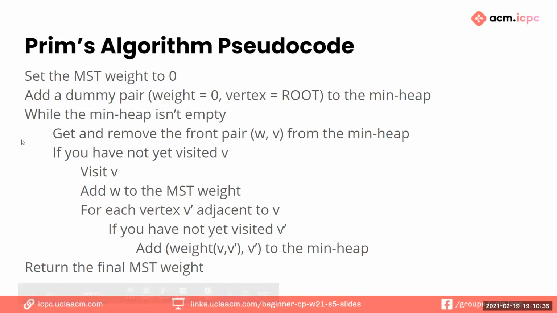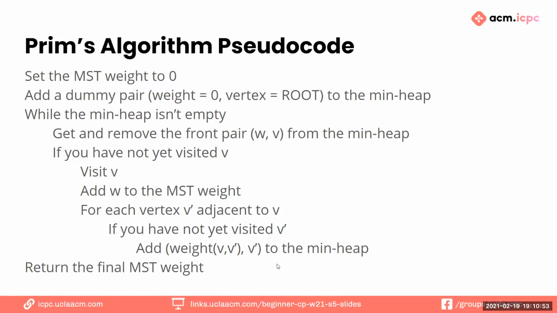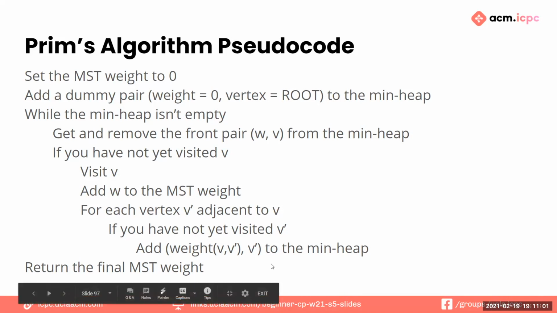And then as this priority queue loops through, eventually it will become empty, and then you can return the final minimum spanning tree weight. So does anyone have any questions on the pseudocode here? Okay, sweet. No questions.